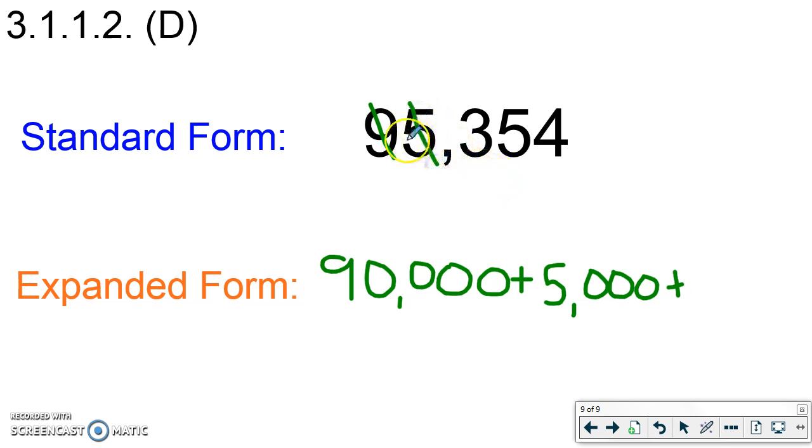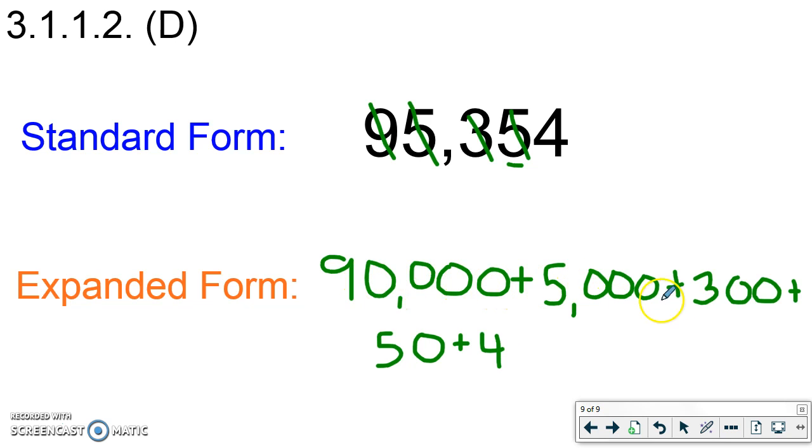Plus, 5 numbers I have to add together here. Plus the hundreds place would be 300. Plus the tens place, which would be 5 tens or 50. I'm going to move that down here because I ran out of room. Plus the ones place, which is a 4, just 4 by itself. 95,354.